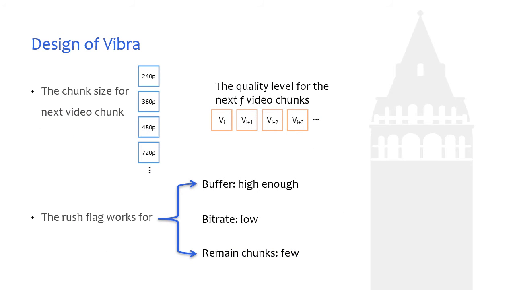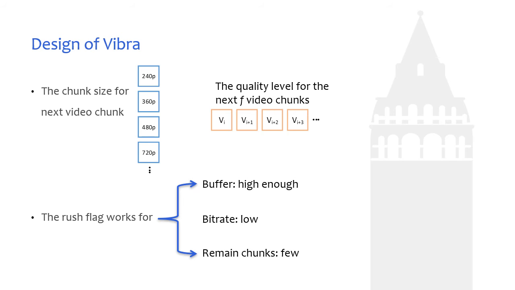The chunk size in the state space is the exact size of the next video chunk, which contains the sizes of chunks with different resolutions. The quality level of a video chunk is calculated by its relative chunk size. In the state space, the quality level can indicate the complexity of a video chunk and measure the dynamics of chunk sizes for the next F video chunks.